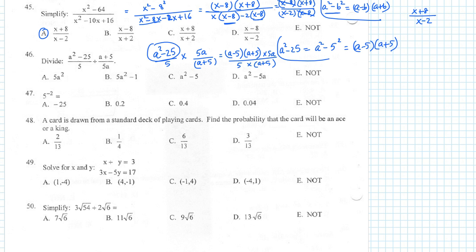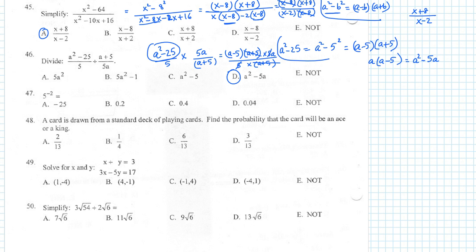So again, because a plus 5 is being multiplied in the numerator as well as in the denominator, I can cancel a plus 5, and then 5 divided by 5 is 1, so I can cancel that, and then what's remaining is a times a minus 5. So if I use the distributive property of multiplication, what I'll get is a times a is a squared, and a times minus 5 is minus 5a. So a squared minus 5a is the answer. So D is the correct answer.